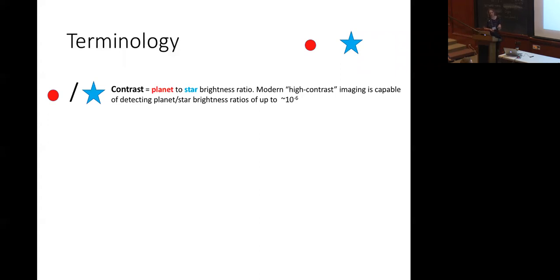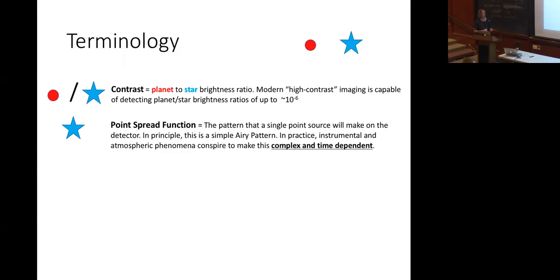So to start, I want to just give you some terminology about these things. Jared mentioned a few of these, but I'll just reiterate. The first one is contrast. That's the ratio in brightness of the planet to the star. We talk a lot about high contrast imaging. High contrast in the context of what we're doing right now means kind of like 10 to the minus 6, so a factor of 1 million difference in the brightness of the star and the planet.